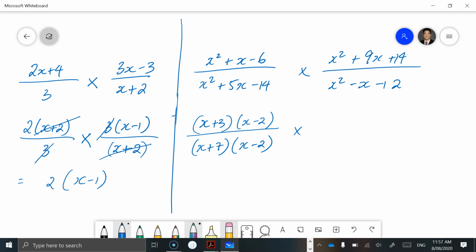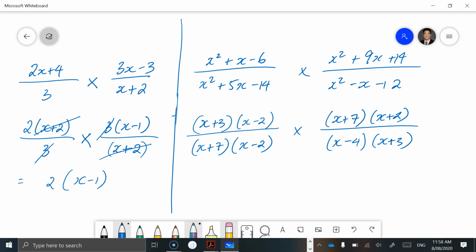Factors of 14 that add up to 9, that's going to be x plus 7 and x plus 2. 7 times 2 is 14, 7 plus 2 is 9. And then factors of minus 12 that add up to minus 1 is minus 4 and positive 3. So minus 4 times 3 is minus 12. Minus 4 plus 3 is minus 1.